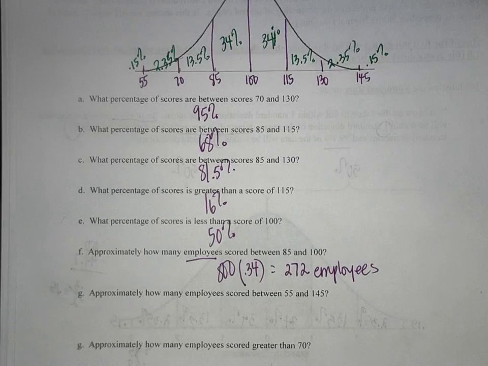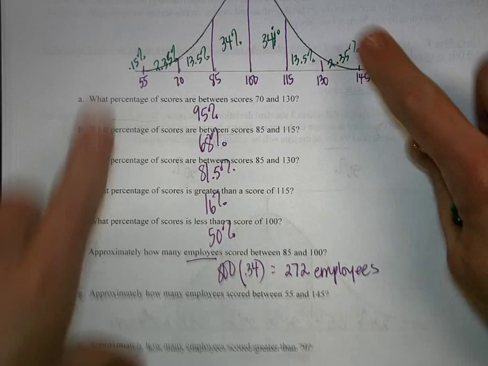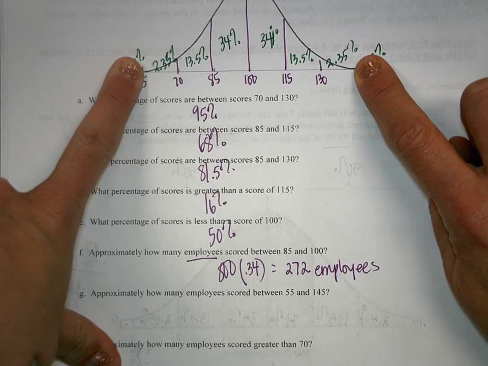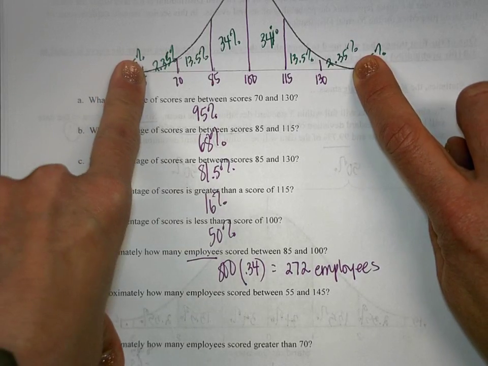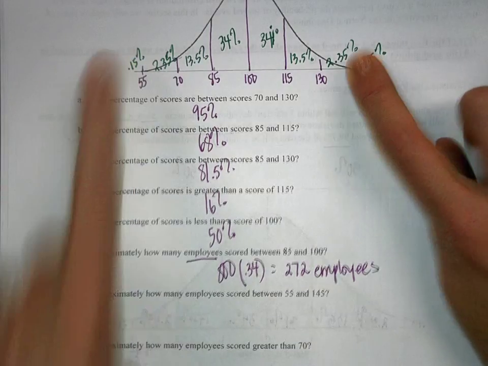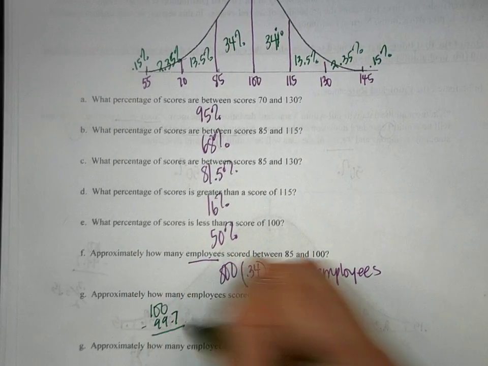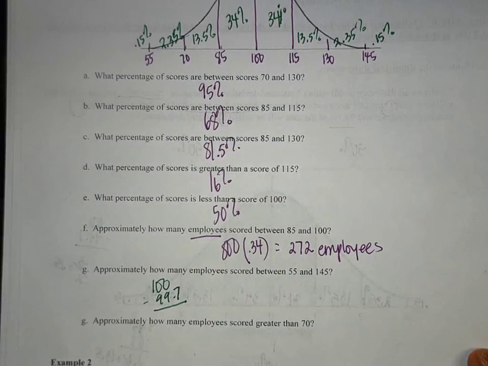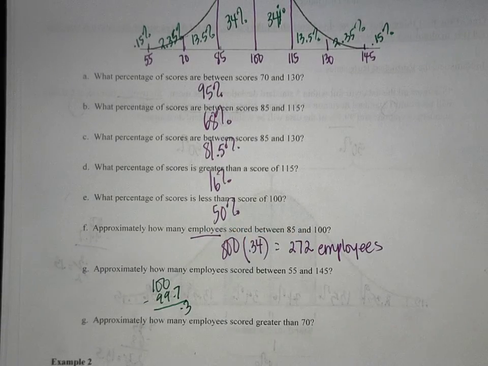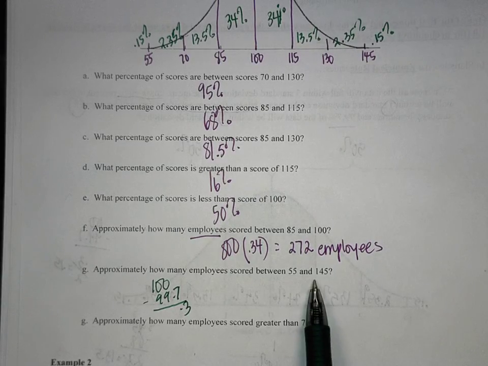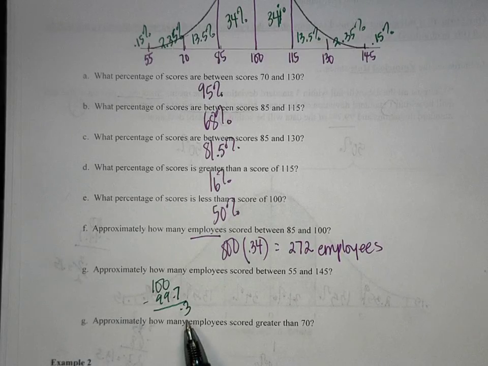Okay, but 55 to 145, it goes out 3 standard deviations. Do you guys agree? Do you remember what the percent is for 3 standard deviations? Okay, so if you go 100 minus 99.7, what do you get left over? 0.3. Do you guys agree with that? Now, you could also add all of them up if you wanted to. Okay. So anyways, I just wanted to show you what was left over.